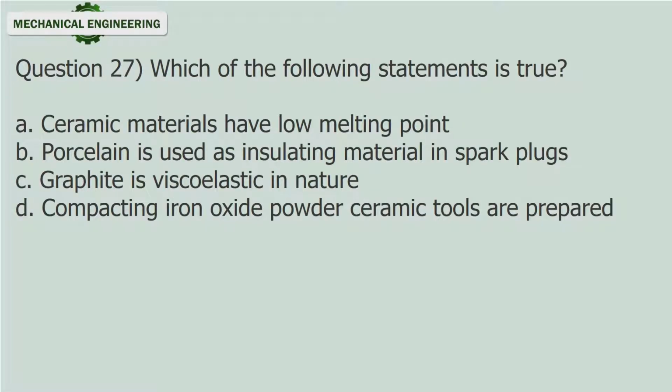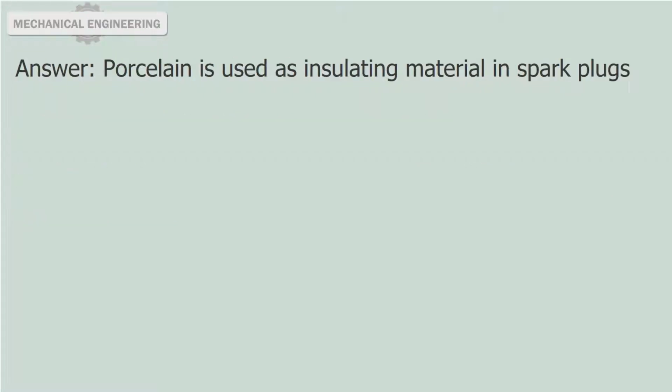Question 27. Which of the following statements is true? A. Ceramic materials have low melting point. B. Porcelain is used as insulating material in spark plugs. C. Graphite is viscoelastic in nature. D. Compacting iron oxide powder ceramic tools are prepared. Answer: Porcelain is used as insulating material in spark plugs.